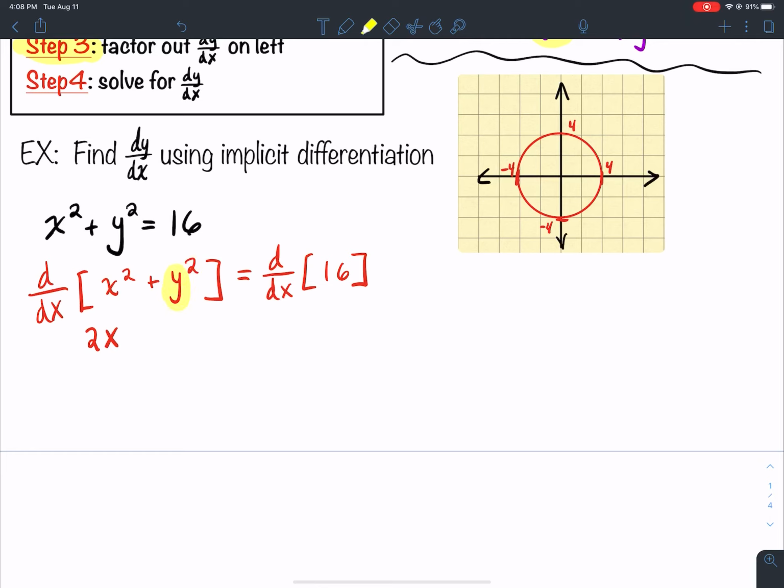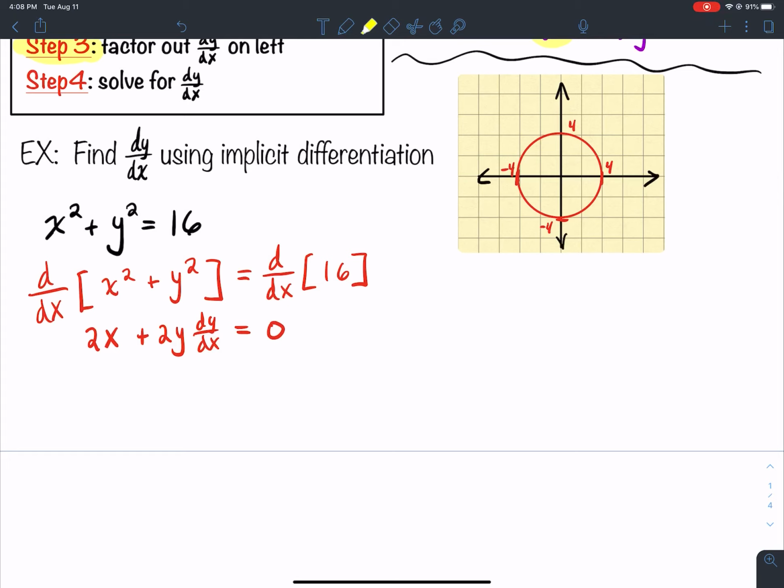So I have something squared. That means that's 2 times something. That's 2y times the derivative of the something. Derivative of y with respect to x is dy/dx. This equals the derivative of 16, which is a constant. That's just 0. Okay, how about that?